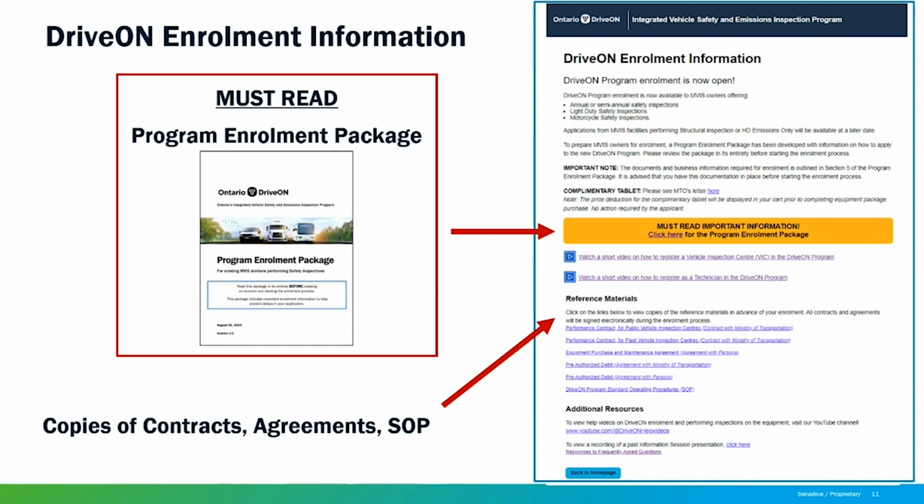I can't stress this enough. It is very important to read the program enrollment package thoroughly, as the accuracy of your application is very important. If the information submitted is not correct, or there are discrepancies in the information provided, the application will be returned for correction, leading to delays in receiving ministry approval. Also important to read under the reference materials is the performance contract.